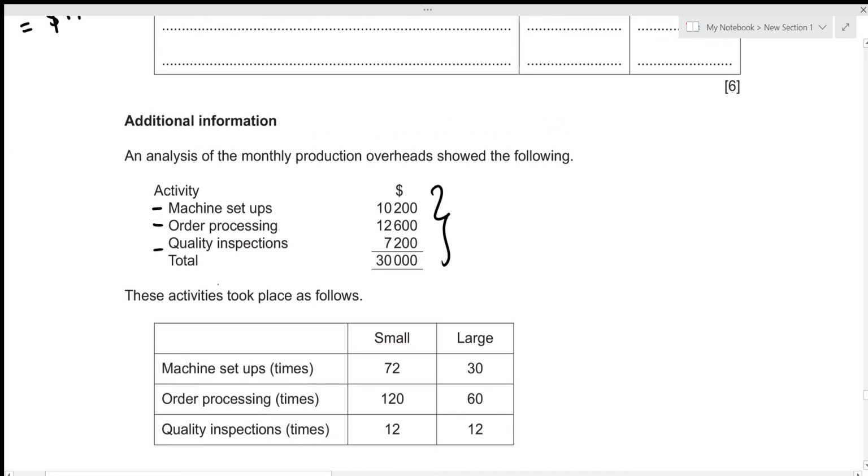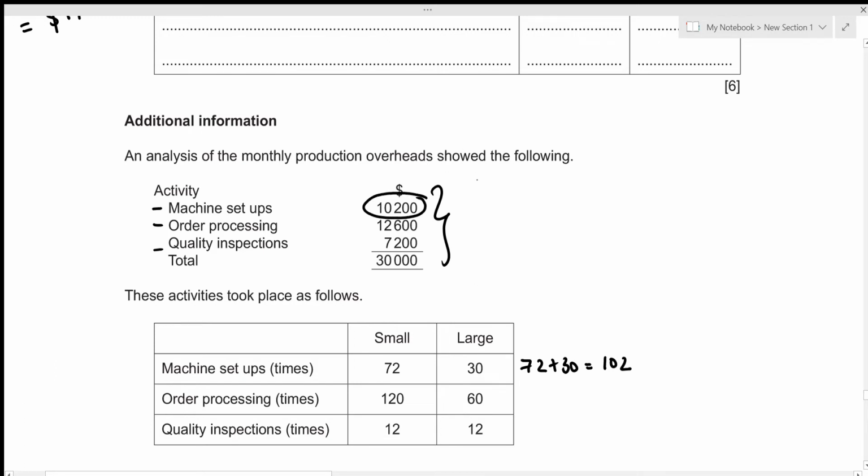For the first one, we have machine setups. Machine setups were done 72 times for small sizes and 30 times for the large sizes. Let's figure out the total times the machine was set up. That's 72 plus 30, which is 102. So out of 102 machine setups, 72 were for small sizes, whereas 30 were for large sizes. Now we will divide this amount of 10,200 on this particular basis.